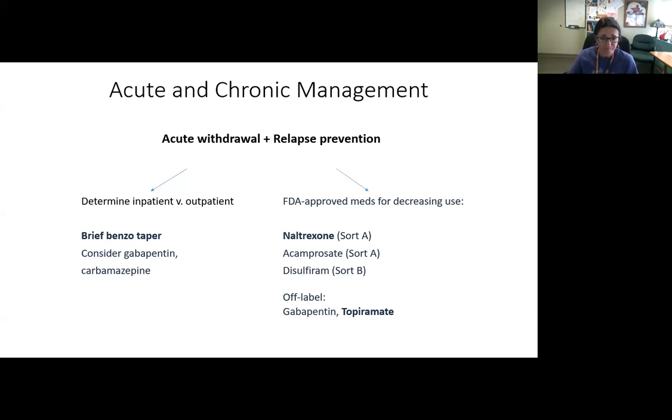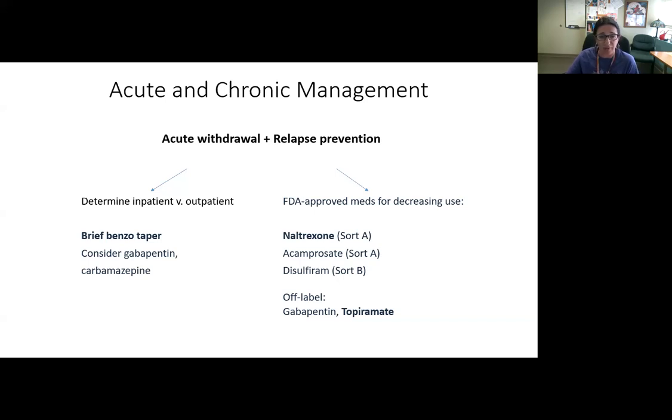And the reason that is in bold is because that's really the only thing that's been shown to decrease the chances of seizure or delirium tremens. So for safety, that is what is considered the standard of care. We do consider gabapentin to help manage lighter withdrawal symptoms. And carbamazepine also, in some instances, will provide that.